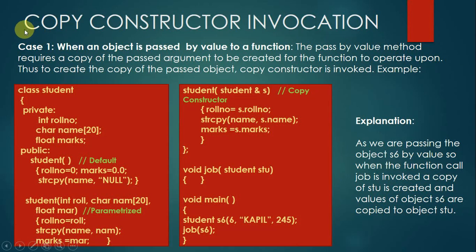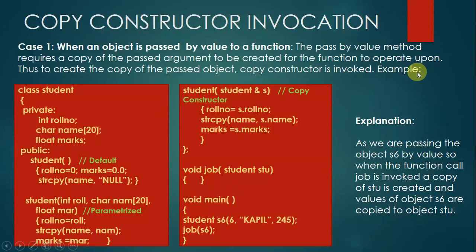Now there are 3 special cases in which the copy constructor is always invoked. Now let us study all these cases. In case 1, when an object is passed by value to a function. In the pass by value method, we require a copy of the argument to be created for the function to operate upon. You remember this thing, I think, whenever we pass by value or call by value, a copy of the actual parameter is created and the formal parameters work on that copy. Thus, to create the copy of the passed object, the copy constructor is invoked.